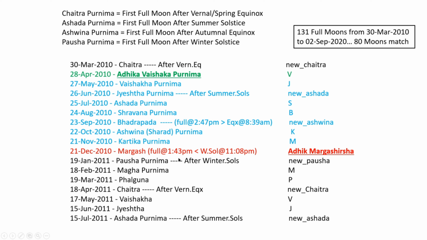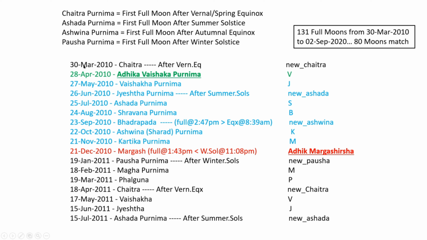So now it is Pausha, Magha, Phalguna. So again, Chaitra is after the vernal equinox. This is the first month, of the first full moon after the vernal equinox. So in the new system also we'll name it Chaitra, and so on. This can go on like this, and what happens is this will never shift from the season.